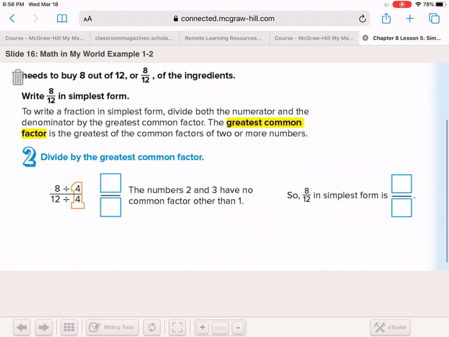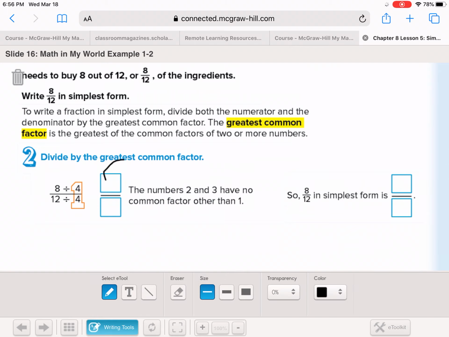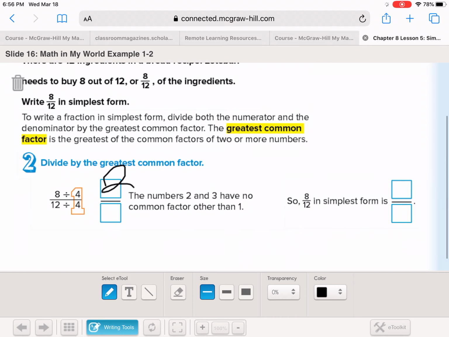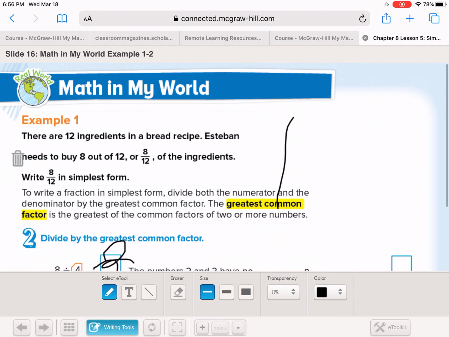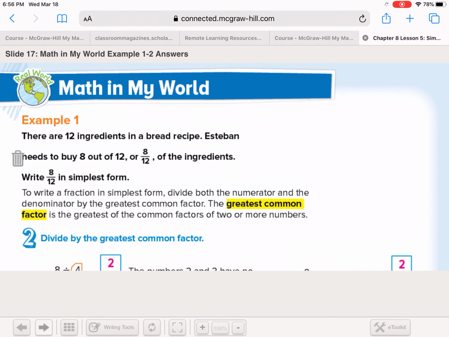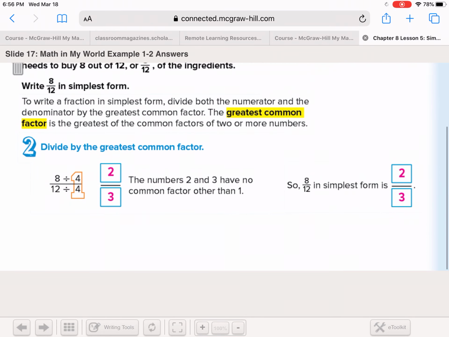Okay. Divide by 4. Just 2, and 3, but it won't let me write it. Oh, you know this stuff drives me crazy. Okay, so 2/3, which we talked about, right?